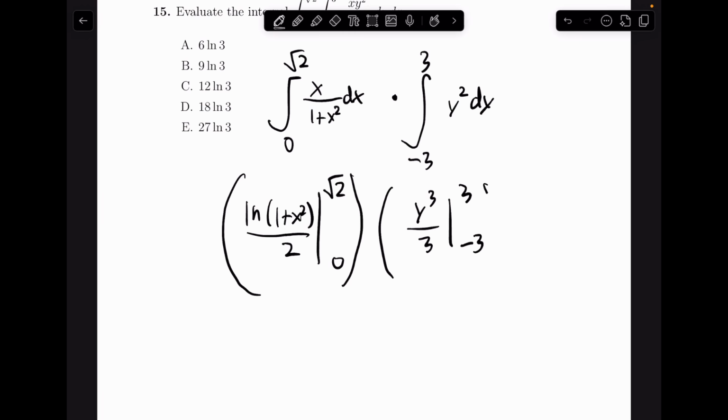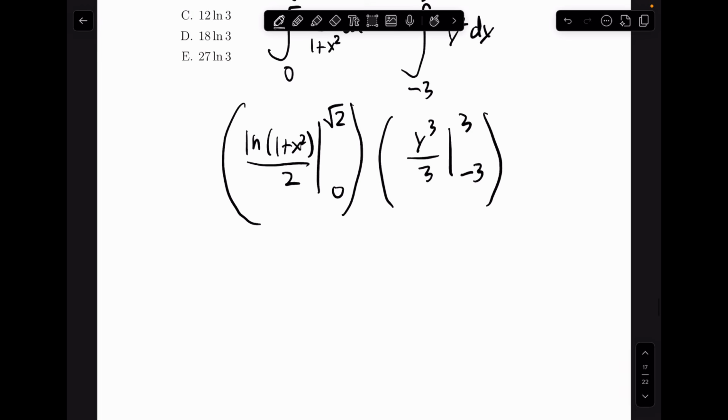And that is going to be equal to, actually, no, let's do the first one first. So this is going to be ln of 1 plus x squared, where x is square root 2. So 1 plus 2 is 3, all over 2. And then minus, we're going to have ln 1, which you know is just 0. So we don't have to minus anything.